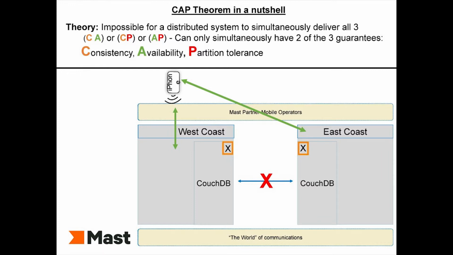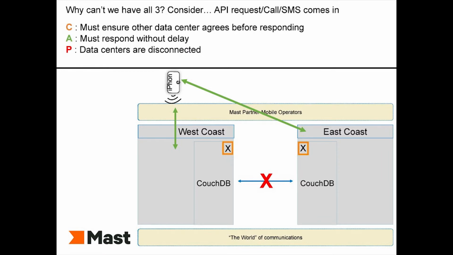And in case that doesn't make sense to you, just imagine the case where a request comes in, we can't respond to it unless we know that the data is correct. But we have to respond to it. But at the same time, we're dealing with a network partition, and so we don't even know if the data is correct. It's impossible to handle all three. So that means we can only choose two.